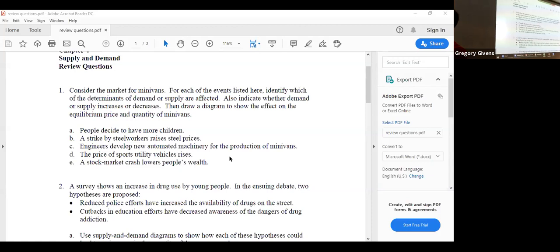Well, I think the key thing here is people's wealth, right? Another way of thinking of that is also in terms of income. Income and wealth are not the same thing, but both of them have a big impact on our ability and willingness to pay for items. And so if there's a big stock market crash that destroys a bunch of our wealth, we're not as likely to want to buy as many normal goods. As long as minivans are a normal good, then the demand would fall, and prices would drop, quantities would drop.